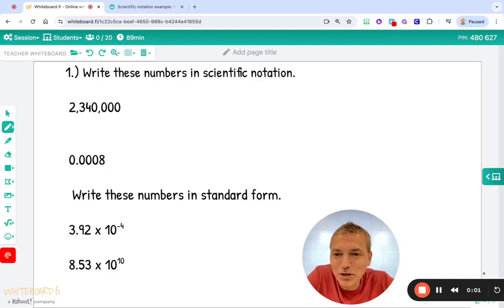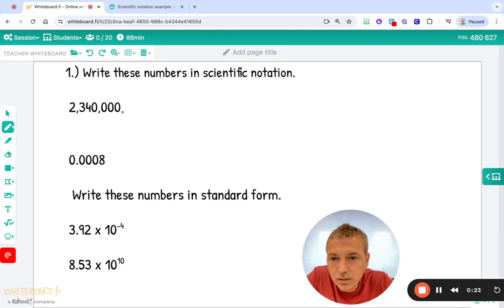Hey guys, let's answer question number 1. Write these numbers in scientific notation. So scientific notation is just a way to write a very large or very small number. It's always going to be in the form of the first number being a number between 1 and 10, and it's going to be times 10 to a power.